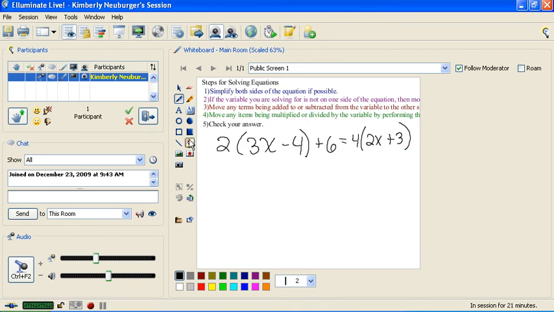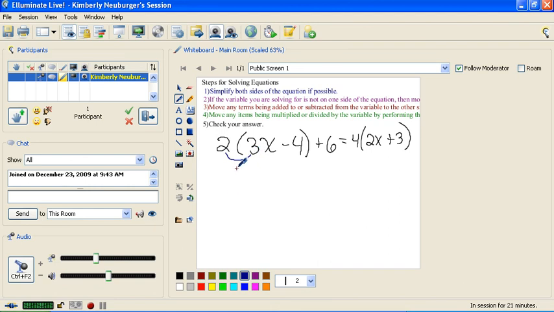So we're going to start out with the very first step, simplify both sides if we can. And notice over here on the left-hand side, there's a lot that I can do there. I need to distribute my 2, and then I'm probably going to have some like terms to combine because I have this 6 out here. On the right-hand side, I also need to distribute the 4. So let's start on this left-hand side, and we'll simplify it and then go to the right-hand side.